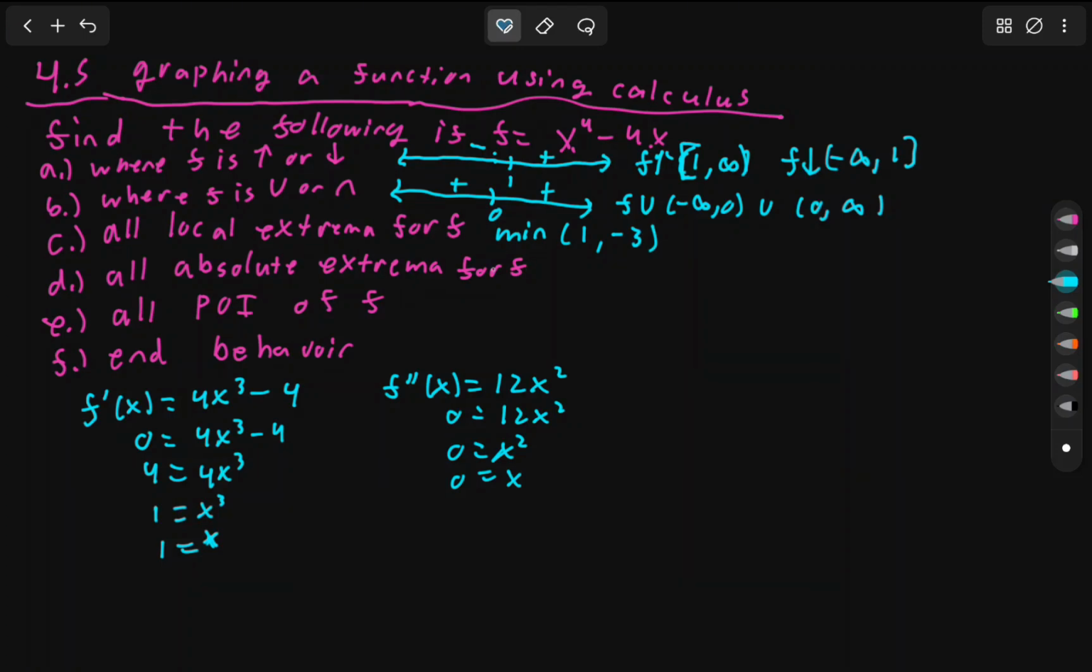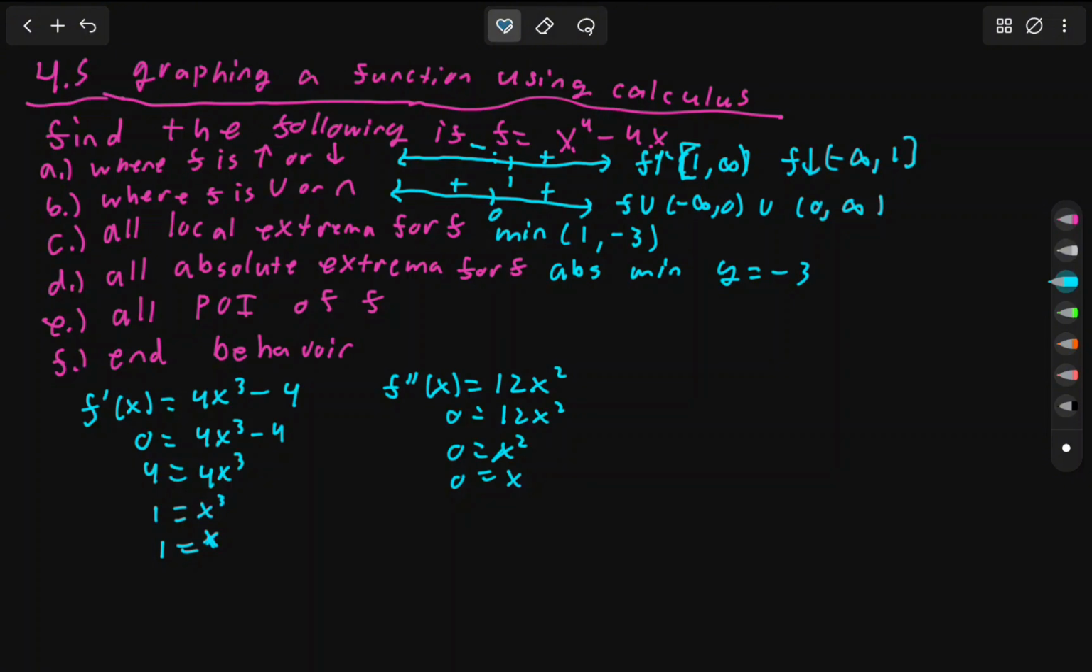Now we want to find the absolute extrema for f. Well, because we have only one extremum point, and we know f is decreasing everywhere to the left of this point and increasing everywhere to the right of this point, we know that the absolute minimum must be y is equal to negative 3.